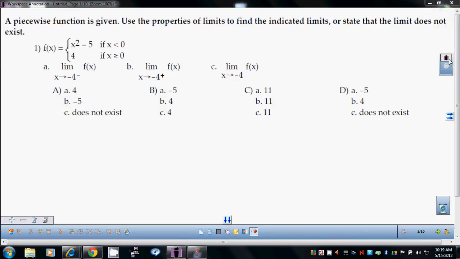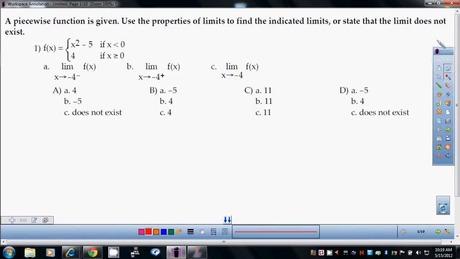Here we go. A piecewise function is given. Use the properties of limits. Okay, but you can read. So, what are we thinking we need to do for this?